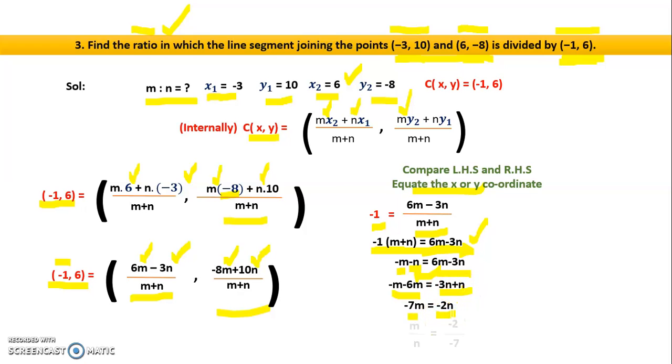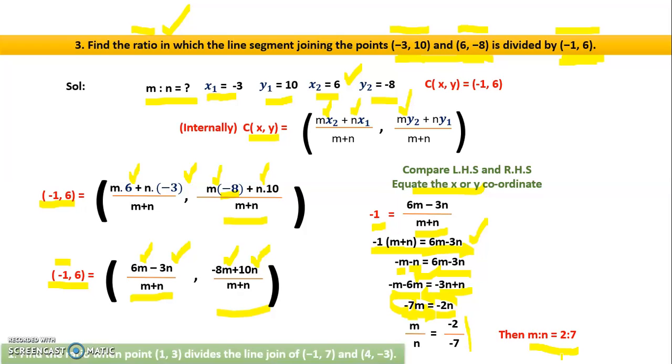That is minus 2n. If you take the n value to this side, multiplication converts into division, so m by n equals, and minus 7 also transfers to the RHS as division, that is minus 2 by minus 7. When you cancel the signs, m is to n equals 2:7. That is the required ratio that we were going to find in the given problem.